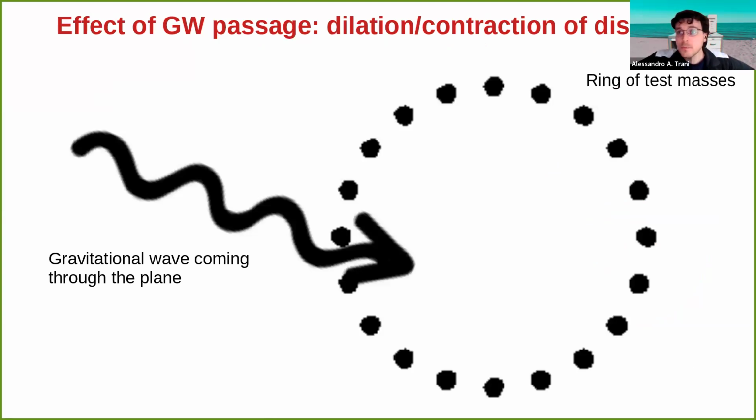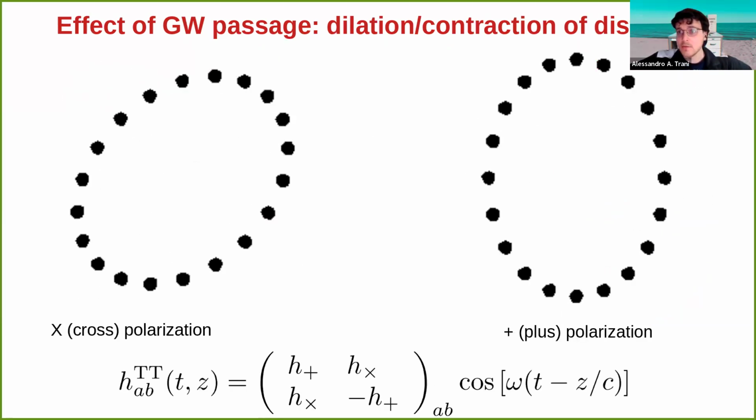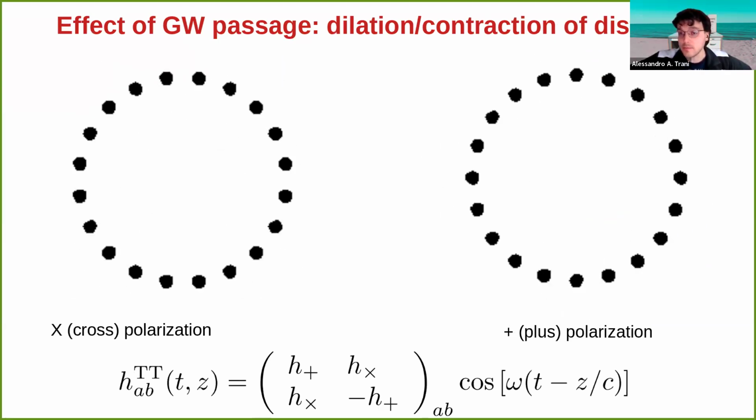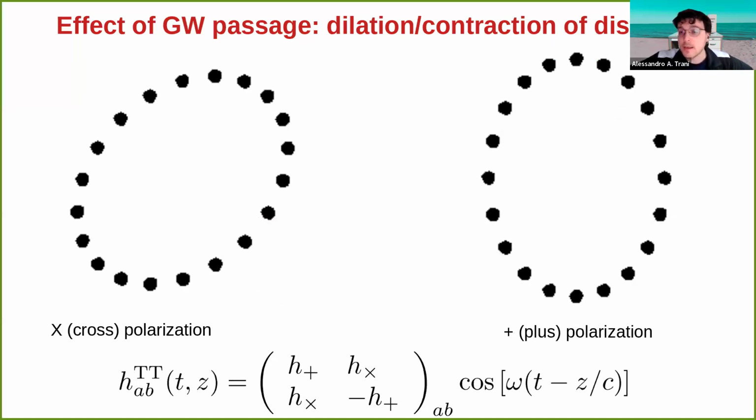If we were to visualize the effects of gravitational waves as they move through spacetime, we could see it through a simple experiment. Imagine there is a ring of test masses in the plane of the screen. There is a gravitational wave coming through the plane, and we would see this kind of oscillation. So we would see the distance between these test masses change, contract, and dilate, and we would see this kind of oscillation corresponding to different polarizations of the wave.